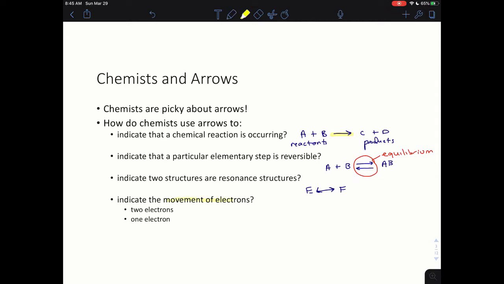Finally, how do we indicate the movement of electrons? Well, this is the topic for today's video. So this is using curved arrows. Now, when we're showing two electron movement, which is what we're going to be focusing on for this video and probably the entire semester, we would show an arrow like this, where it's a double barbed arrow. One electron movement would have a single barbed arrow. So two electrons, double barbed, versus one electron, a single barb.